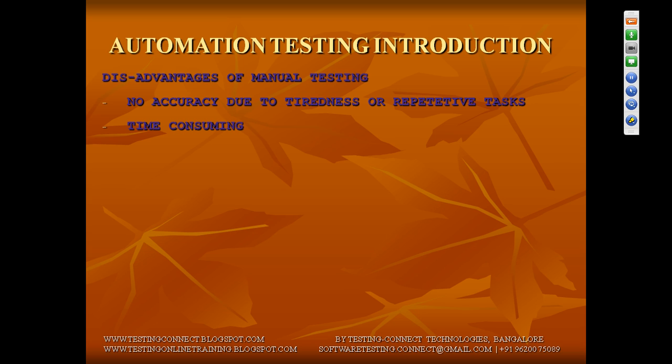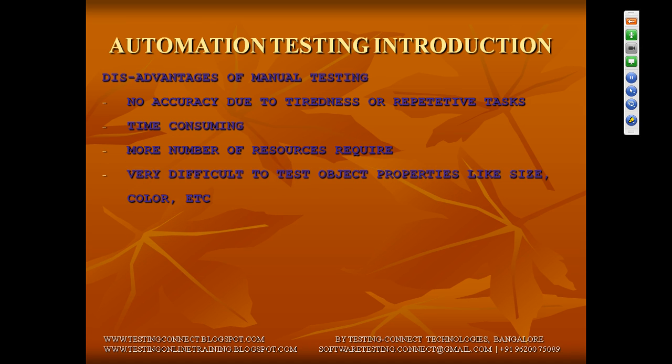It simply depends on the complexity of the application and the complexity of the test cases. So manual testing is too time consuming, and more resources are required. It is also very difficult to validate specific object properties, like x coordinate or y coordinate or exact brightness. This kind of thing you cannot validate with the help of human beings, right?